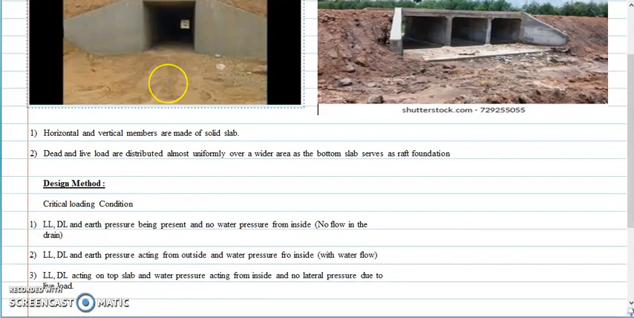So these are the three conditions for which we are supposed to design the box culvert, or we need to check the moment or the effect due to these three loading conditions, and then we have to conclude by providing the steel and giving the detailing.